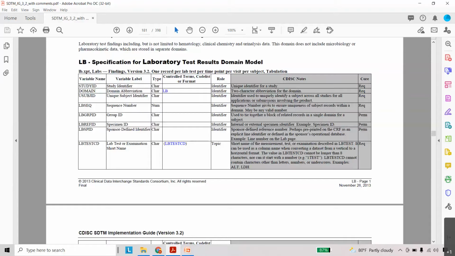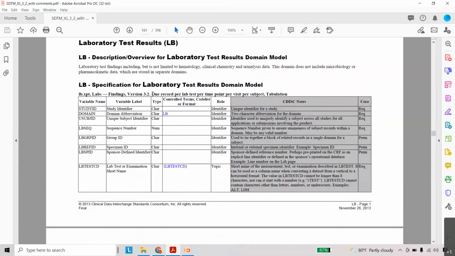As we discussed earlier, the topic variable is one of the important variables for any domain. In findings domains, the test code is the topic variable. Coming to the laboratory domain, we use LB as the prefix, and the topic variable is the lab test code. So what is the lab test code? We'll come to that once we see the variables here. And we can see that the structure of LB is one record per lab test per time point per visit per subject.